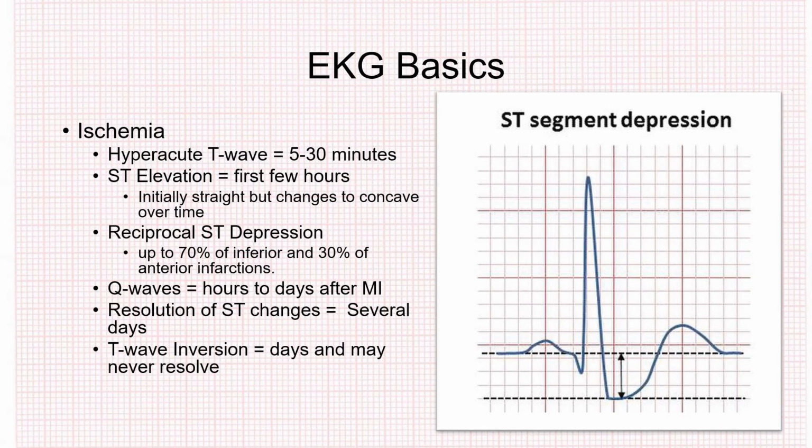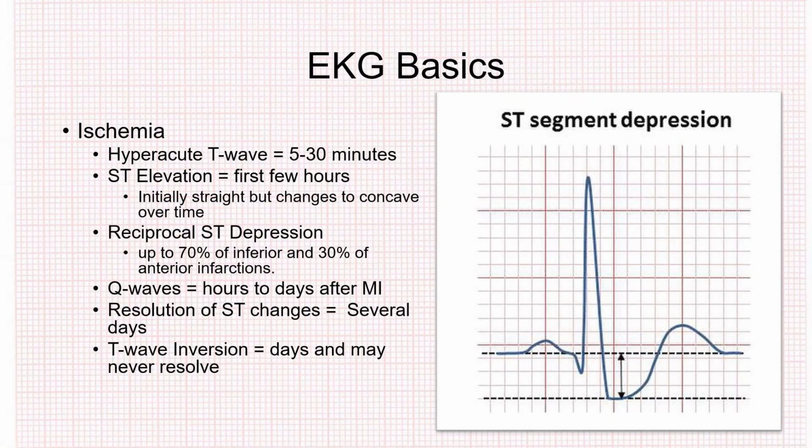Now let's talk about ischemia. Ischemia can be denoted based on timing of when ischemia occurred. Hyperacute T waves can be seen within 5 to 30 minutes of having ischemic damage. ST segment elevation is usually in the first few hours. This can also be accompanied by reciprocal ST depression. Then over the course of time, Q waves develop. This indicates hours to days after an MI has happened, and then you'll see resolution of the ST segment changes several days afterward, and then old changes can be things like T wave inversion.